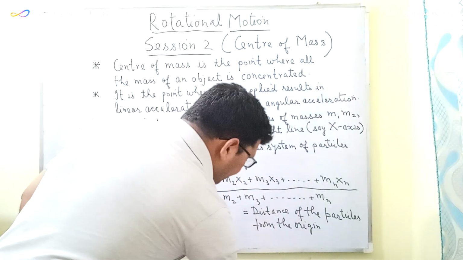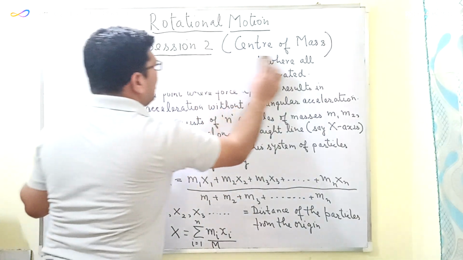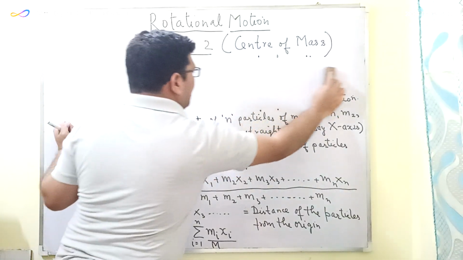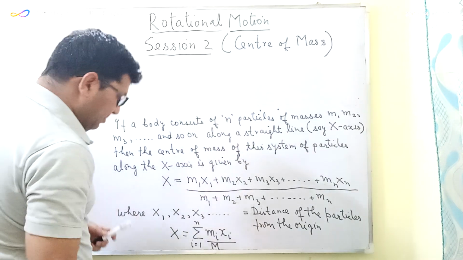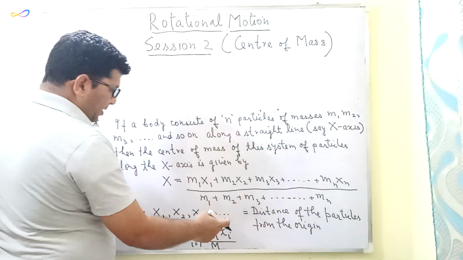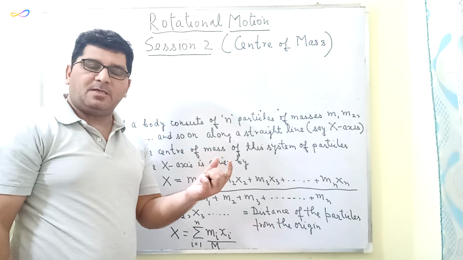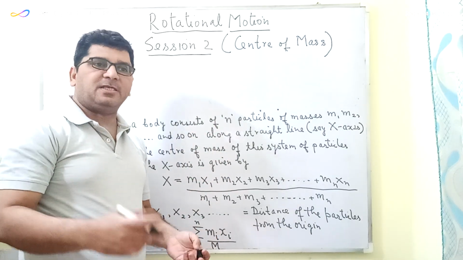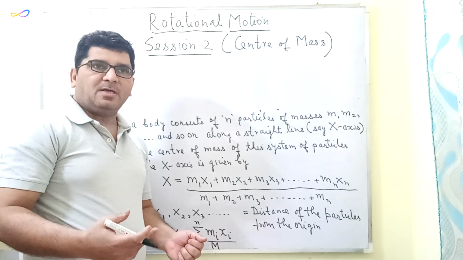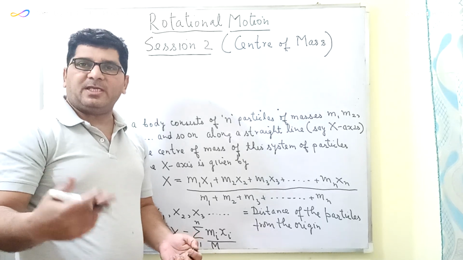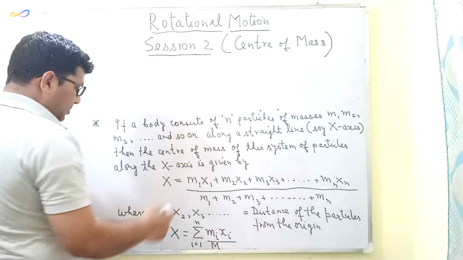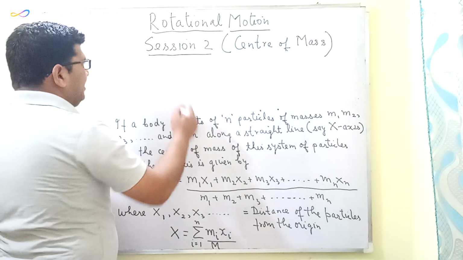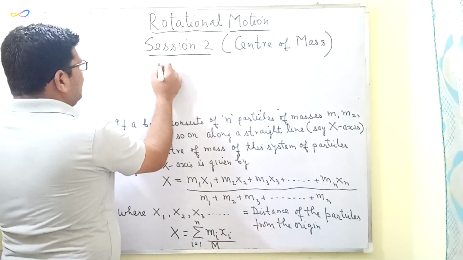Now, similarly, an object is made up of a number of particles, and each particle can have x, y and z coordinates. So along the x-axis the center of mass is given by this formula, and along the y-axis, in the same way, we can get the center of mass.